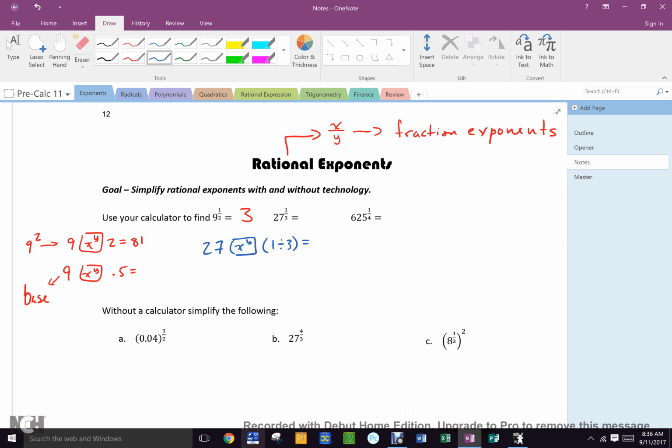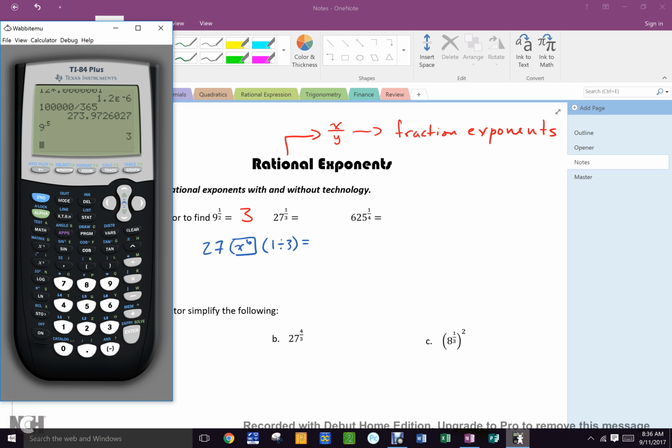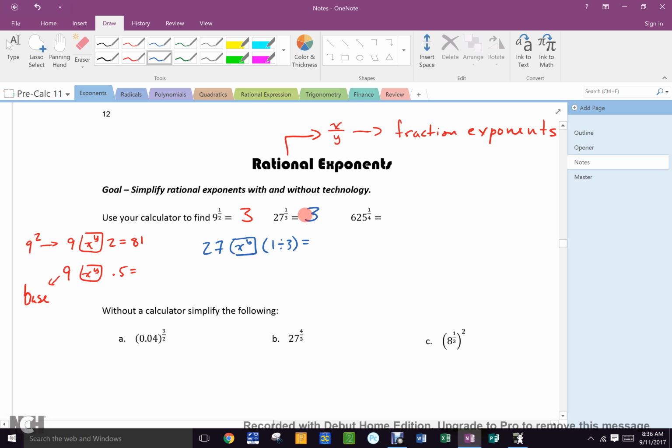And of course, if you don't remember, the answer is 27, bracket, 1 divided by 3, close brackets, enter. It is, of course, 3 again. Everybody cool? Everybody was able to make a calculator do that? Okay, and the last one, check it. What is it when you punch it into your calculator?